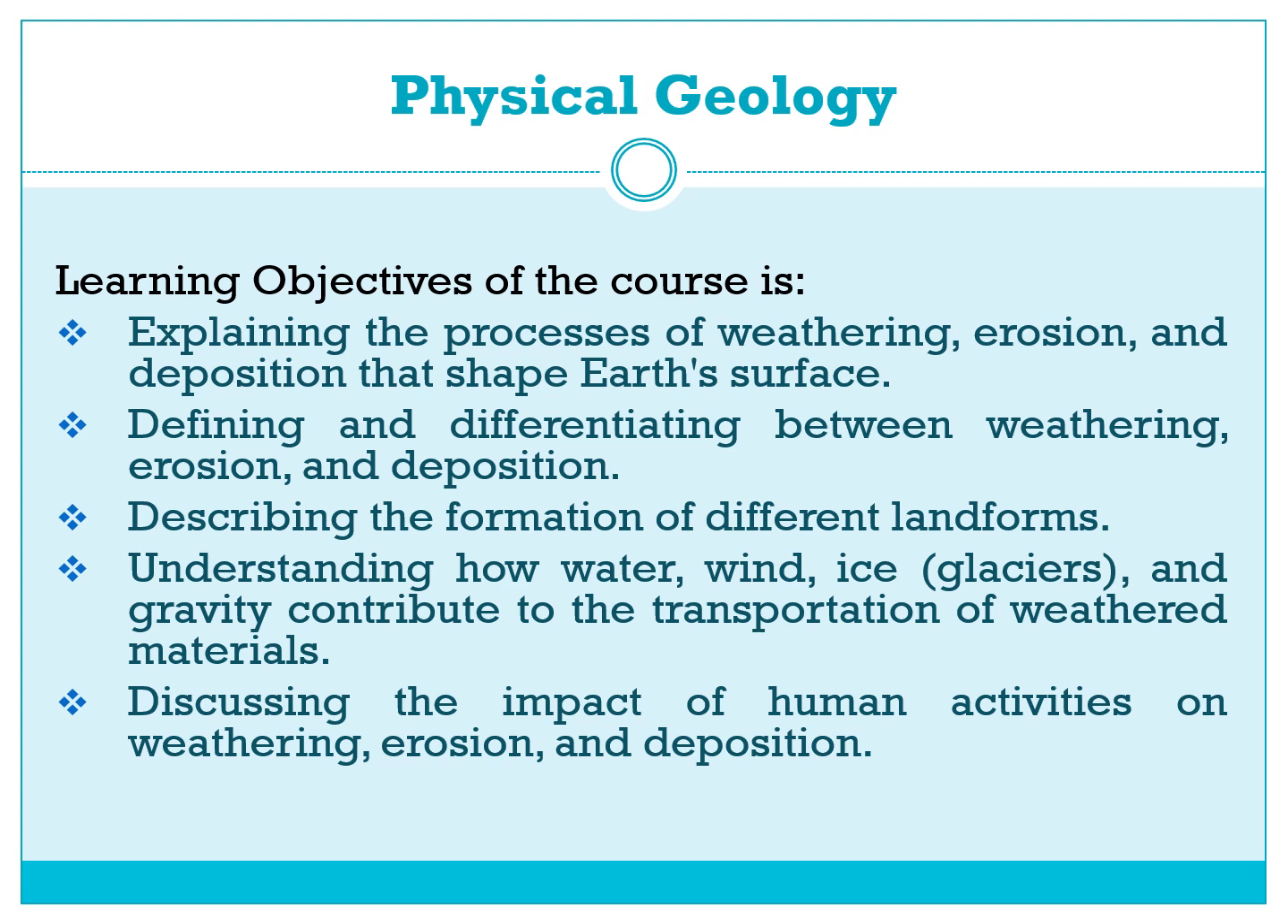Learning objectives of the course are explaining the process of weathering, erosion, and deposition that shape Earth's surface, defining and differentiating between weathering, erosion, and deposition, describing the formation of different landforms, understanding how water, wind, ice, that is glaciers, and gravity contribute to the transportation of weathered material, discussing the impact of human activities on weathering, erosion, and deposition.